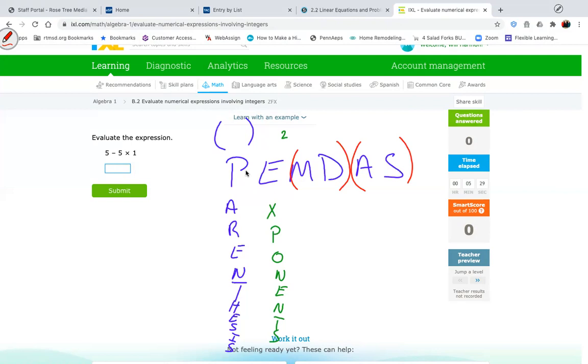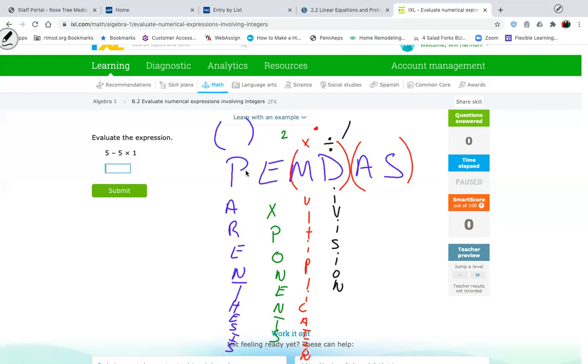Now, I already told you, M and D stand for multiplication. So that's your times and like your little dot. D stands for division. That's your divide sign and your slash. A stands for add. That's this guy. And S stands for subtraction, that's this guy.